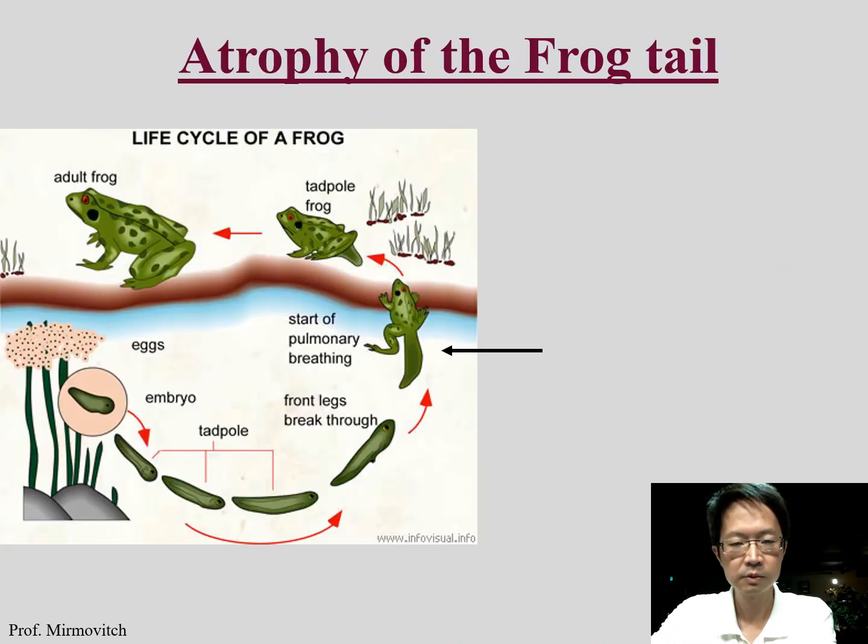Organelle. So this is the atrophy of the frog tail. As you can see, the tadpole used to have a tail, and then eventually the tail will diminish as it becomes a frog, and it is the result, the work of the lysosome.